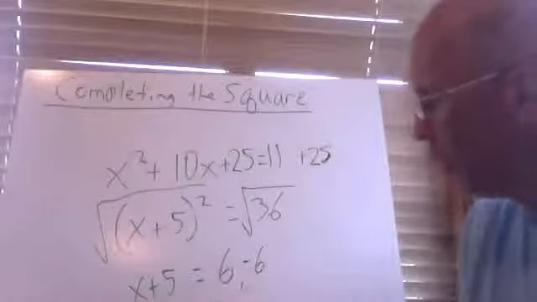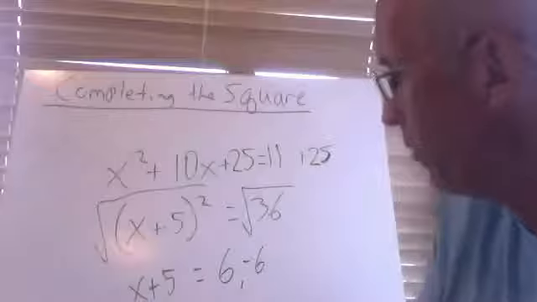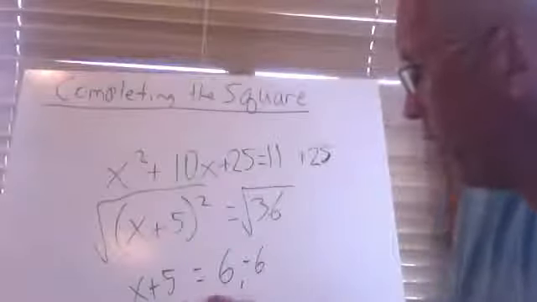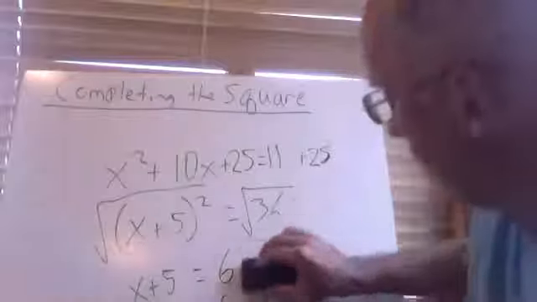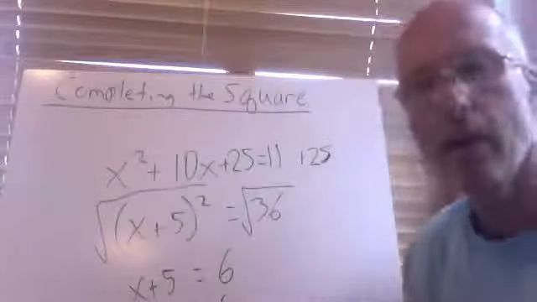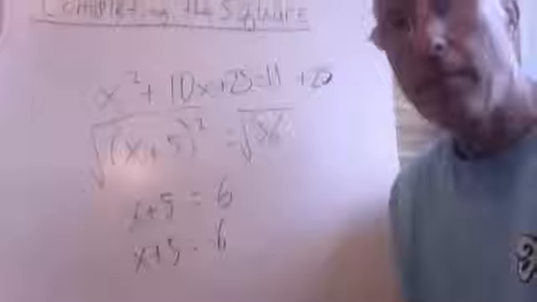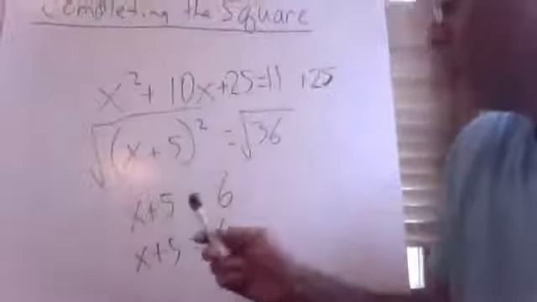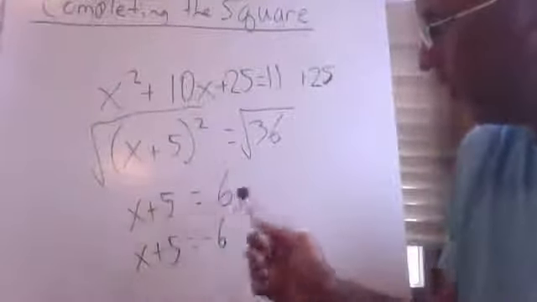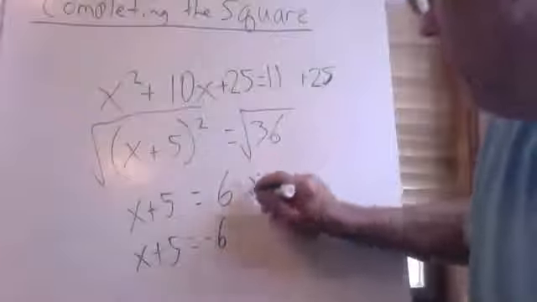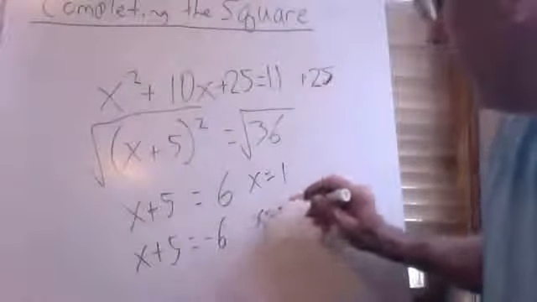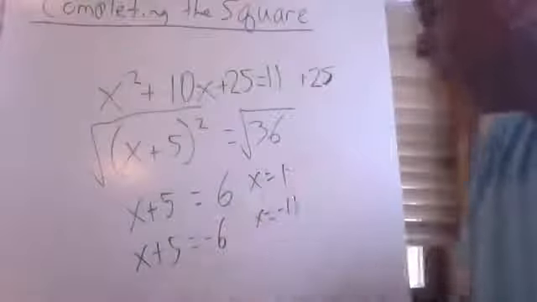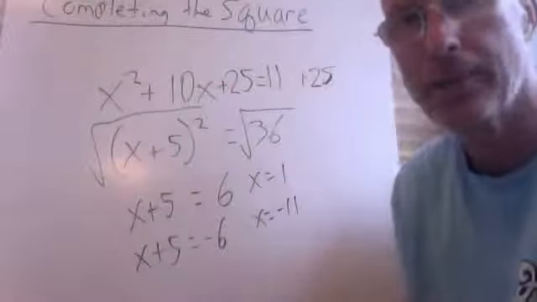Now there's really two equations here. There's x plus 5 equals negative 6, and x plus 5 equals 6. Can you see that? Let me make sure. So if I take this away, I get x equals 1. If I take this away, I get x equals negative 11. And so those are my two answers.